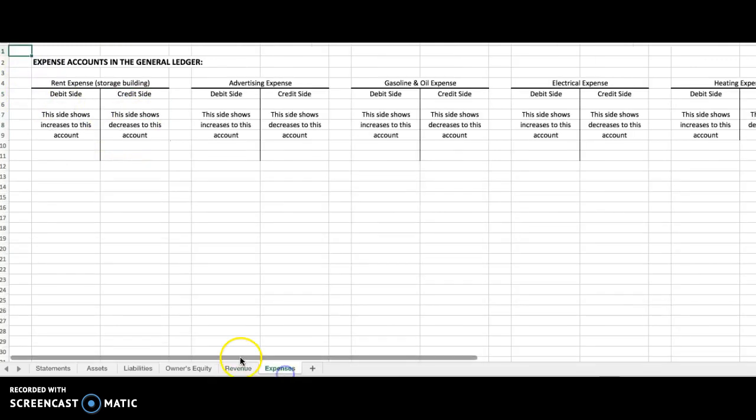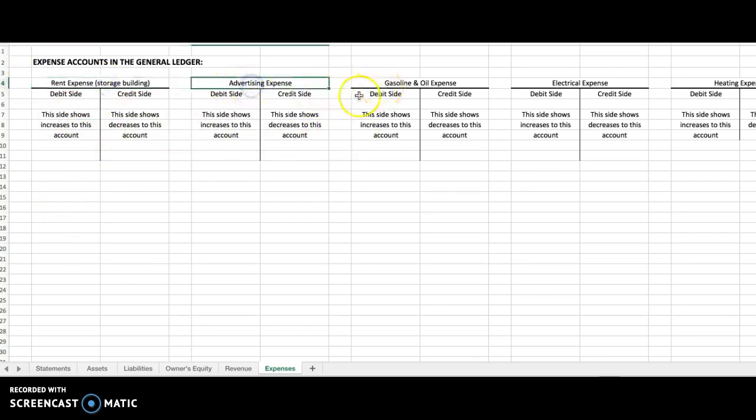And finally, expenses. This company has a number of expenses, as you can see here. Rent, advertising, gasoline, oil, electricity, and way over here, heating expense. Expenses always have a debit on the left, credit on the right. So no matter what kind of account you're talking about, it always has a left side called the debit side and a right side called the credit side. On any expense, the debit side always shows increases. The credit side always shows decreases.